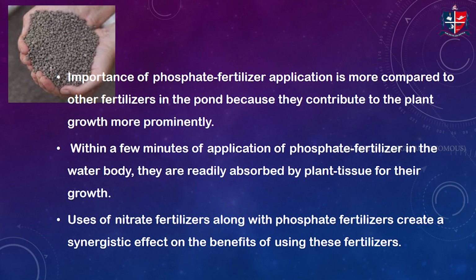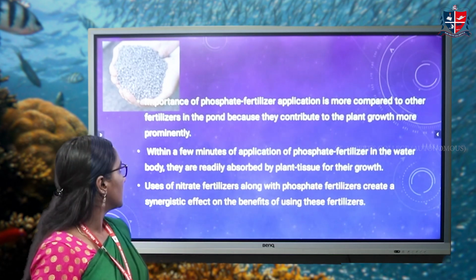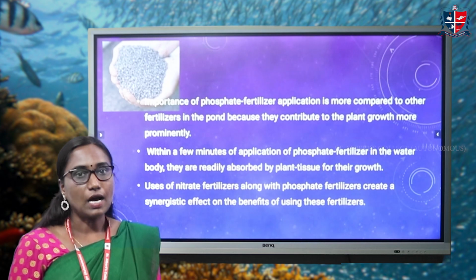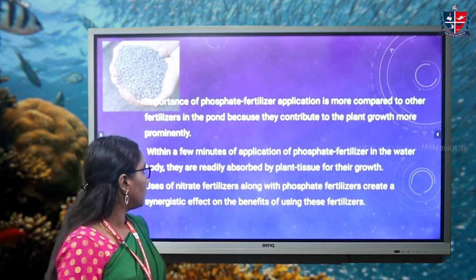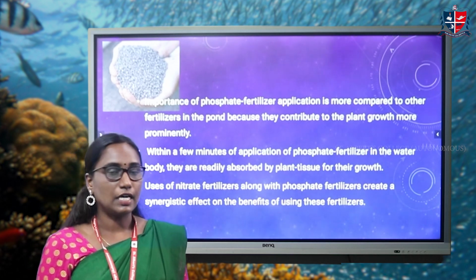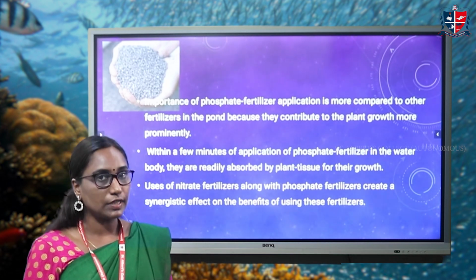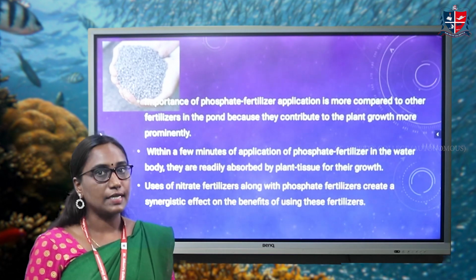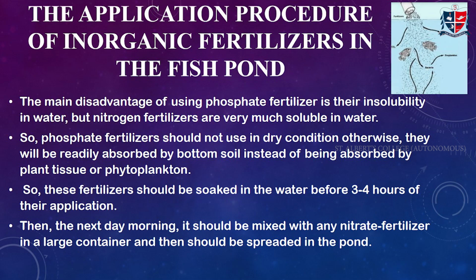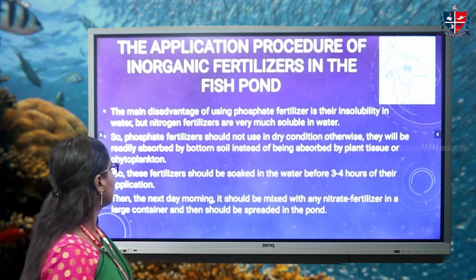Importance of phosphate fertilizer in a fish pond is very high because it contributes to plant growth very prominently. When phosphate fertilizer is applied in the water, it is readily absorbed by the water and thereby by plants. Use of nitrate fertilizer along with phosphate fertilizer creates a synergistic effect of both fertilizers. Next is the application procedure of inorganic fertilizer in a fish pond.